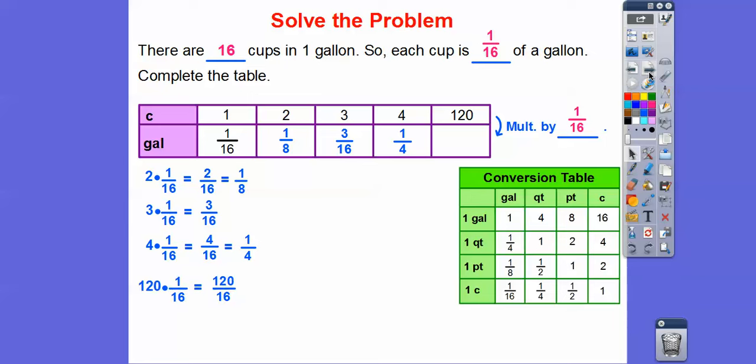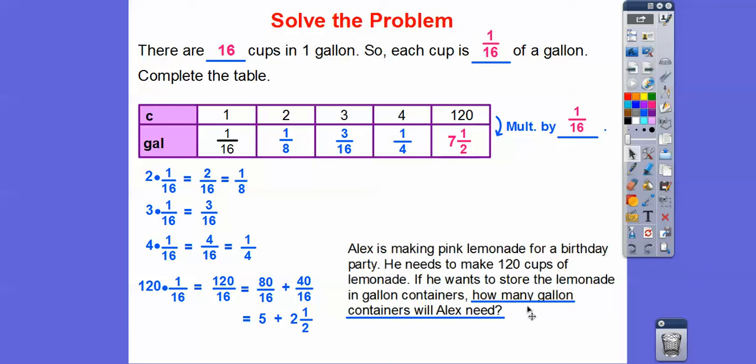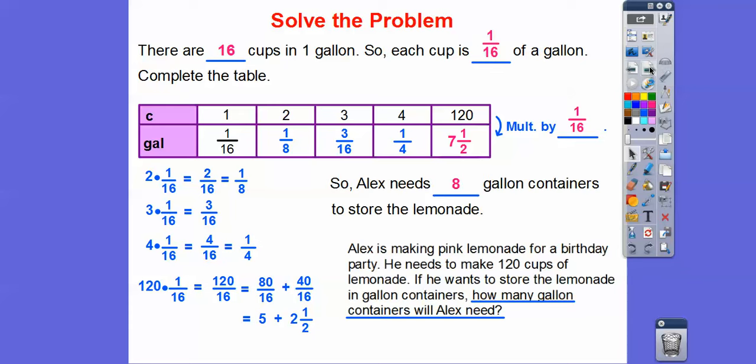So finally, we get 120 times 1/16 is 120/16. All right, 16ths, sorry. So that just adds up to 80/16 plus 40/16, and this is 5. 16 times 5 is 80, and then 16 goes into 40 2 times with 8 left over, so that comes to be 2.5. So that 120 cups ends up being 5 plus 2.5, or 7.5 gallons. Okay, so remember, the question is, how many gallon containers will Alex need? Well, if he's going to have 7.5 gallons, he's going to need 7 full ones. He's going to need another gallon container for this half one. So he's going to need 8 gallon containers to store those 7.5 gallons of lemonade.